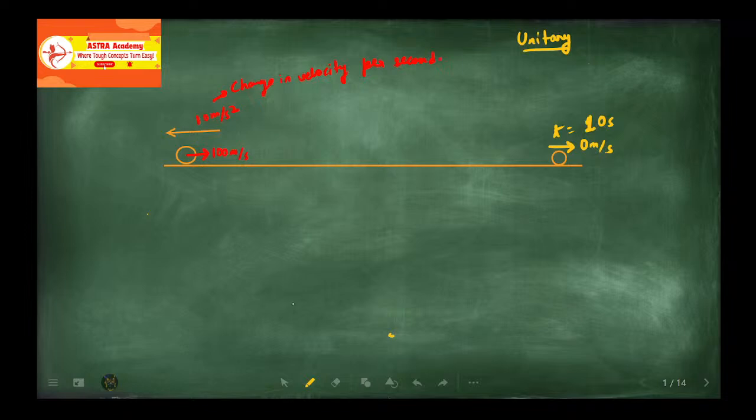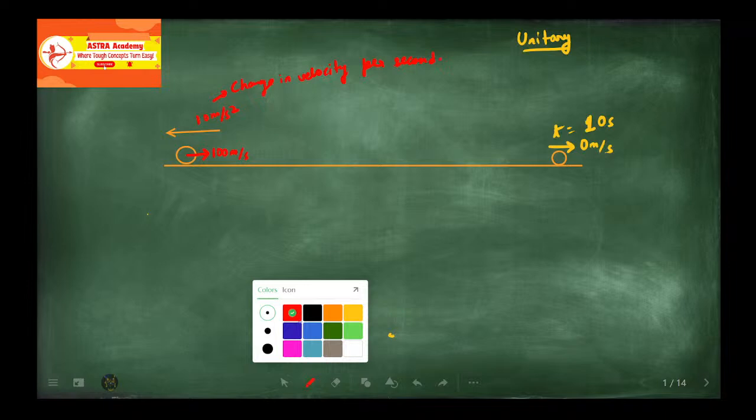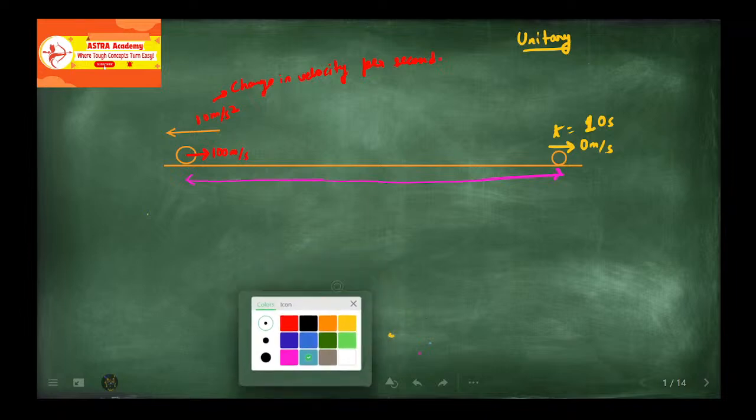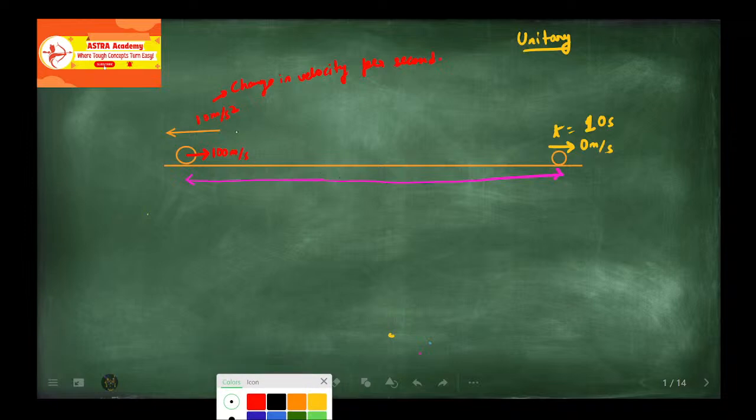Now some people ask me, sir, this point is easy, we understand it, but what about the distance? Can you find the distance between this point and this point? Certainly we can find the distance. How will we find it? It is very easy. Just see here.